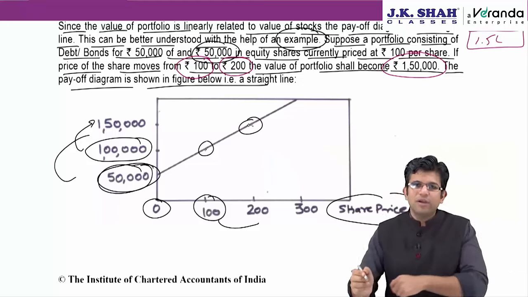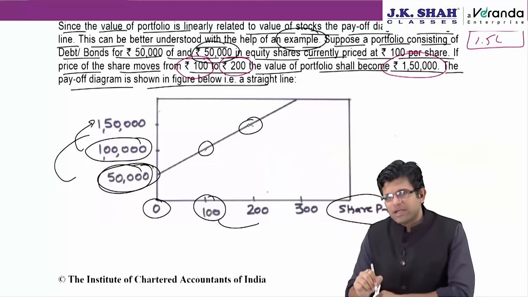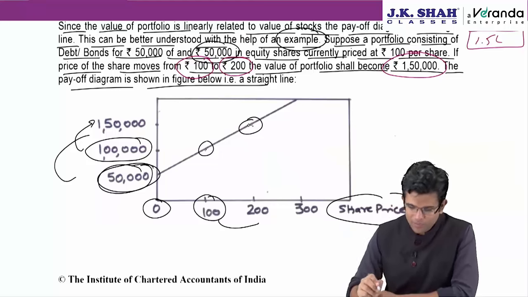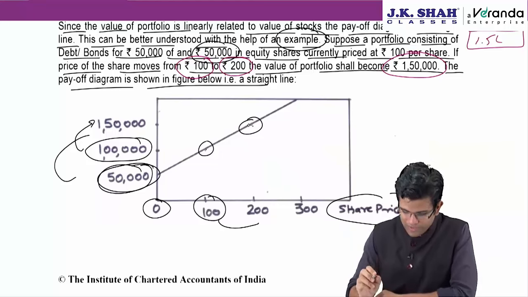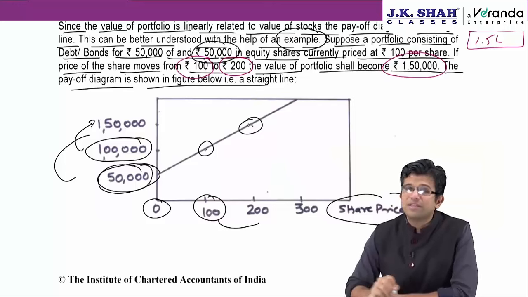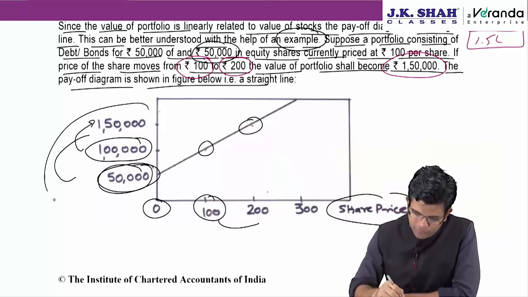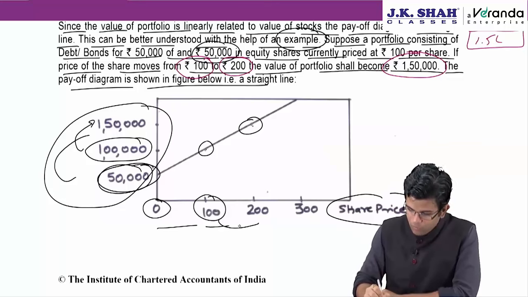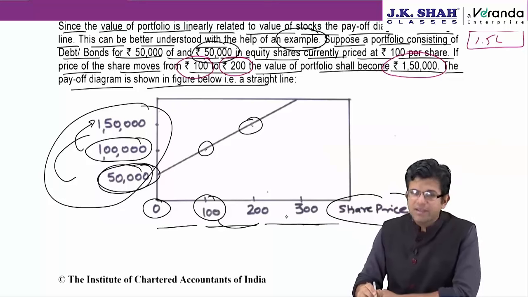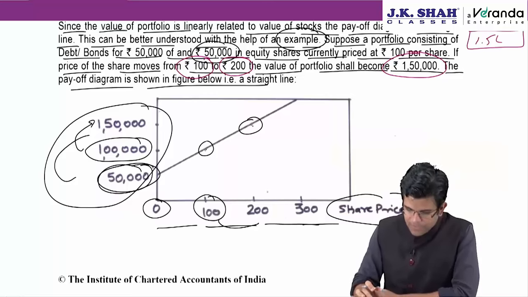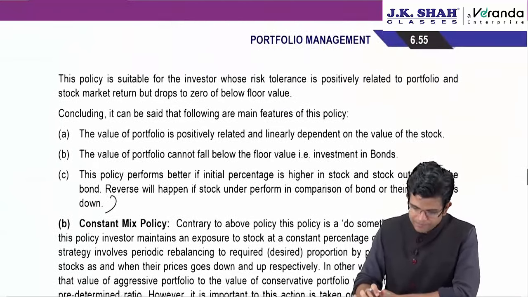There is nothing for me to explain here. Of course, the graph is not as per the Sharpe single index model, but graph presentation at least you know, correct? So students, this therefore is a straight line, a linear line. Why it is a linear line, students? Because the portfolio's value straight away moves in tandem with the share price. Yes? Okay. So now let's read ahead.